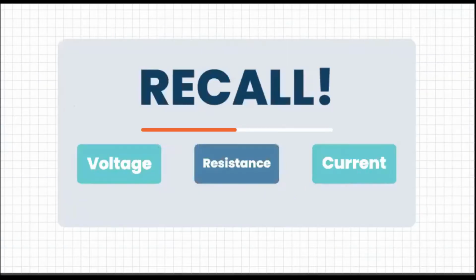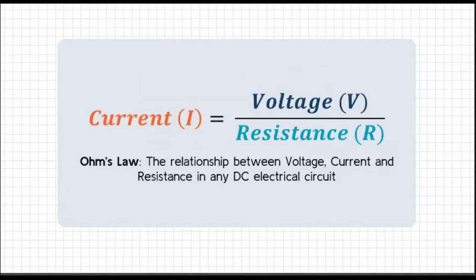We have known that there are three factors which we could see in electricity. So there is voltage, resistance, and current. The relationship of these three factors is demonstrated in the law made by George Simon Ohm, which we know as Ohm's law. Ohm's law is the relationship between voltage, current, and resistance in any DC electrical circuit. Take note that Ohm's law is only applicable for direct current circuits.